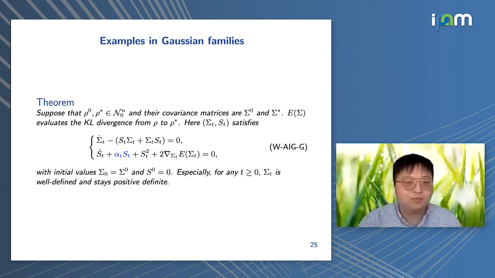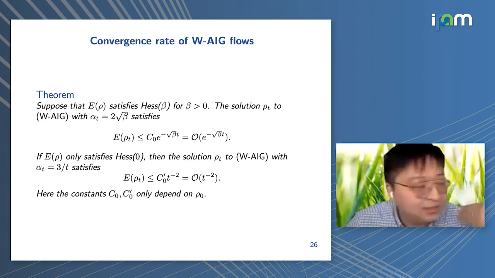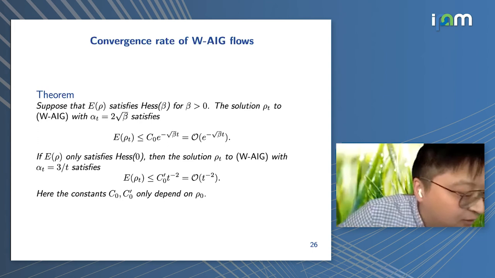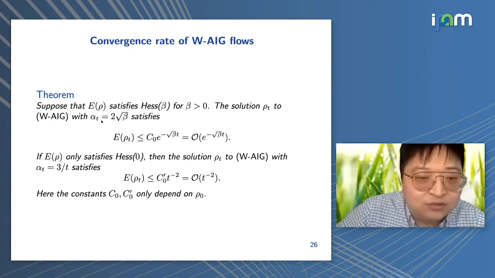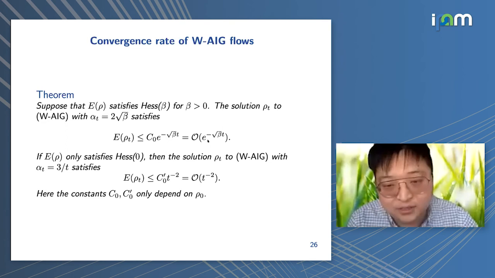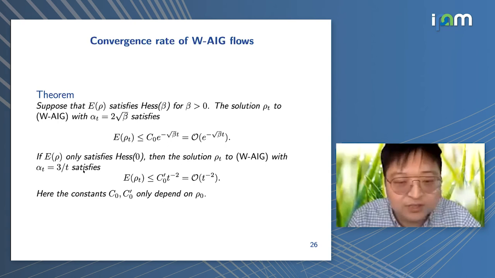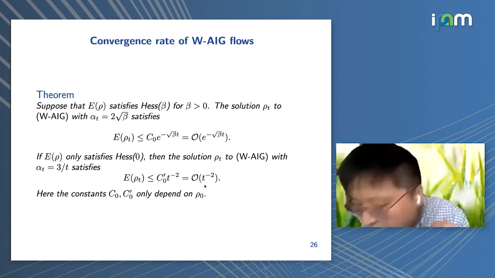Then we do some proof. Here the proof, I would say, is something like copying the Euclidean space, but we do observe some differences. This is known in the literature: if the energy is beta-smooth, and I choose alpha equal to 2 square root of beta, then my decay of energy in this space will be big O of e to the negative square root of beta t. And if it's 3 over t, it's like 1 over t squared. So everything is very similar to continuous space. For the proof, similarly, we can write down the Lyapunov function using this metric, Hamiltonian structure, and so on and so forth.